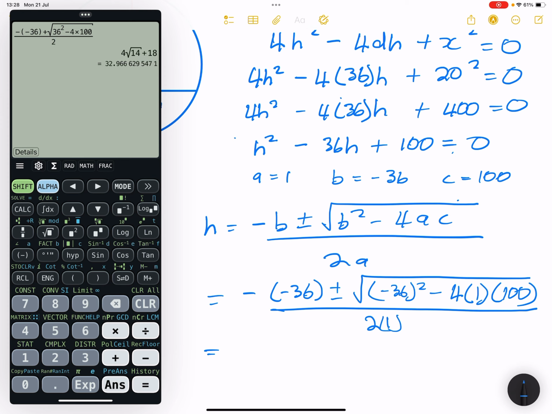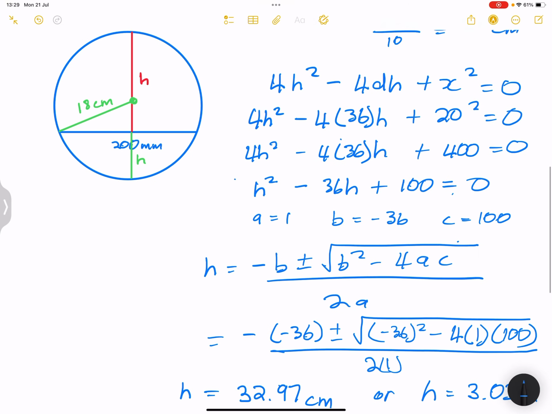Okay, my first value, 32.97. Remember, this would be in centimeters, or h would be, so I would need to put a minus sign there. I get a value of 3.03 centimeters. Okay, and so that's how I would get that value.